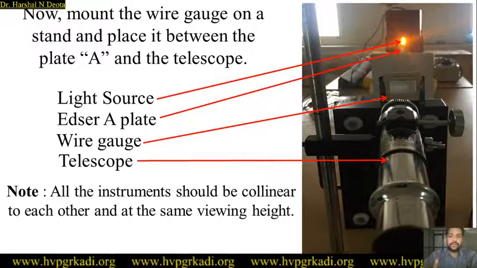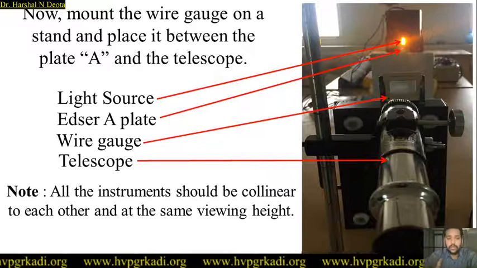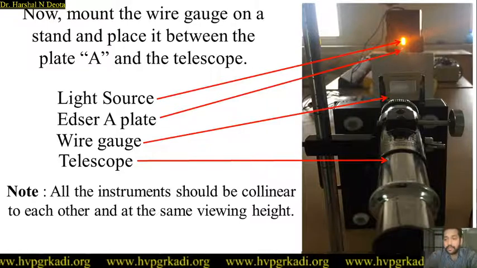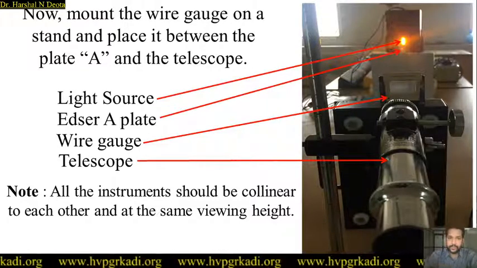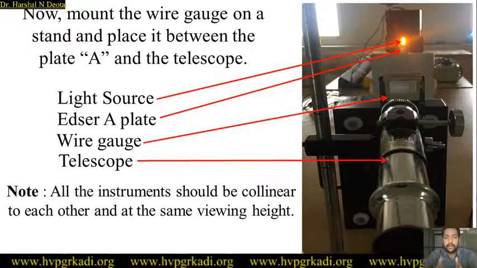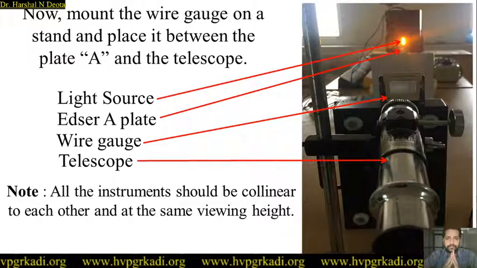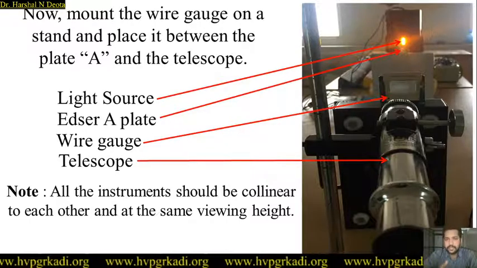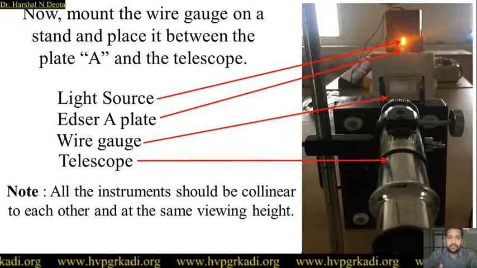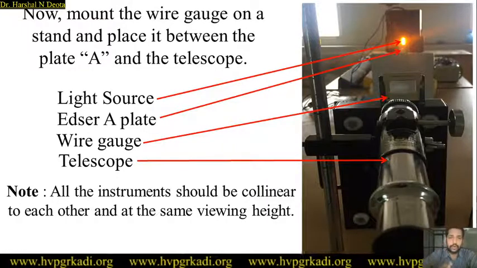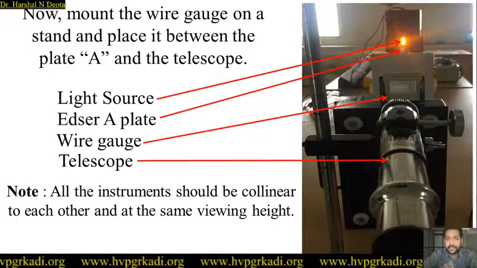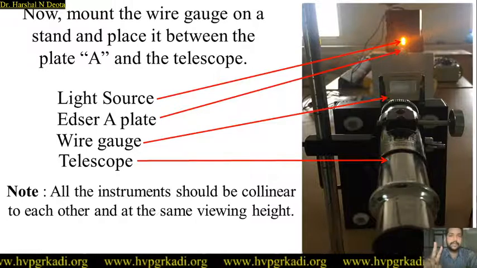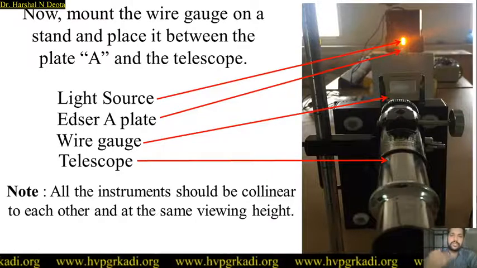One thing is very important in this experiment to get good results: all the instruments should be collinear to each other and at the same height. Viewing height should be the same. If anything is not aligned, you will never get the pattern. And mind it, students, if you do it accurately, you will get the results at the first attempt. But if you do not align the instruments properly, you might not get the results at all. So this alignment is very necessary. First thing collinear, and second thing the height, right? We are moving on stepwise.